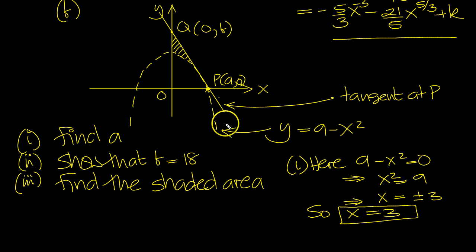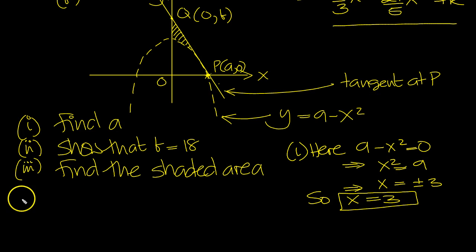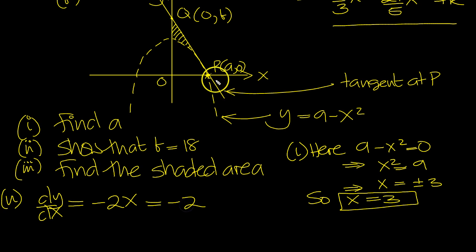Show that B is 18. So we need the gradient of the line. So the gradient of the line, so part 2, dy/dx is the gradient of the line, is equal to, differentiate this then, that goes to 0, this goes to minus 2x. And we're putting in the value 3, aren't we, the gradient at 3, equals minus 6 at x equals 3.